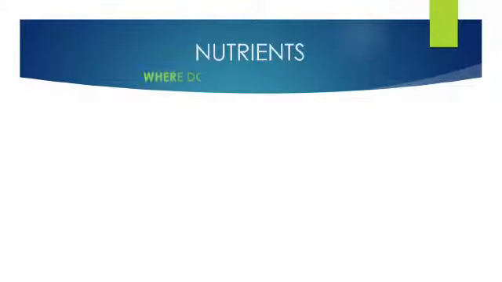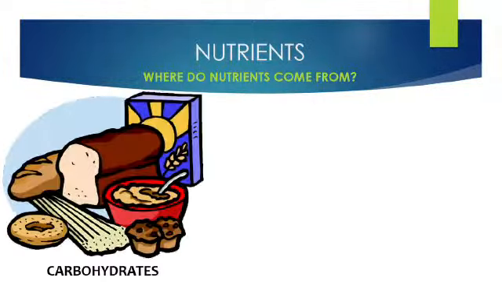Now, where do nutrients come from, or what are their sources? So, nutrients come from carbohydrates. The nutrients that are found in carbohydrates basically provide materials for energy. You can see there's some bread, scones, donuts, and pasta. All these foods shown in the picture provide energy to the body.